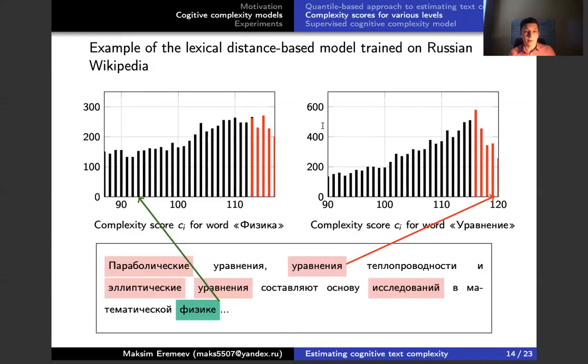Here's another example of a distance-based model trained on Russian Wikipedia. Two frequent words, such as уравнение, and two specific words, such as эллиптический, are highlighted. So they are abnormally complex. Most scientific texts actually are lexically complex in terms of our model, of course.